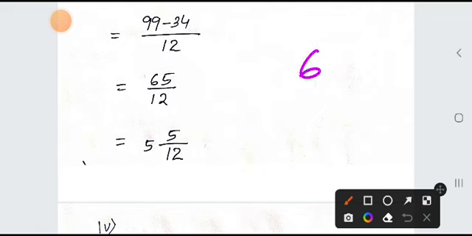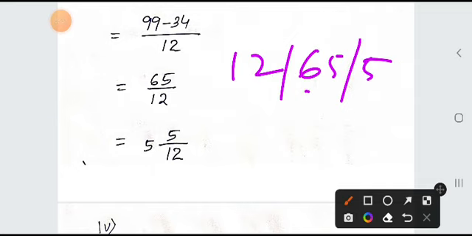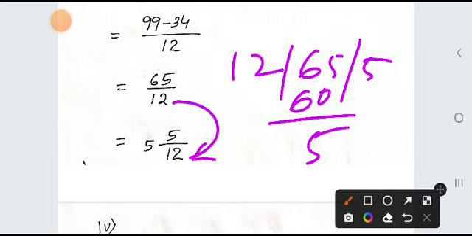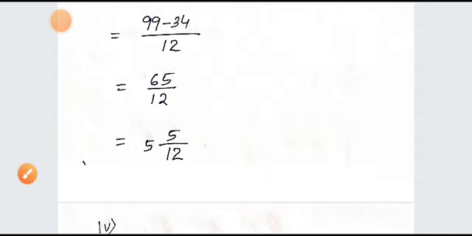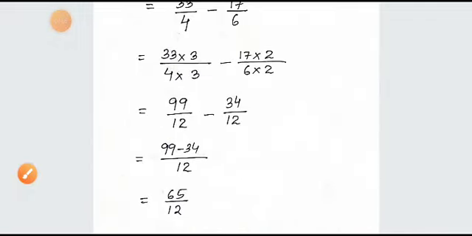65 upon 12 can be converted into a mixed fraction: 12 5s are 60. So there will be 5 in the remainder. So how to write this? The denominator will be 12, the quotient will be written as the whole part, and the remainder will be in the numerator. Okay. So this is 5 whole 5 upon 12. This is the answer of this subtraction process.